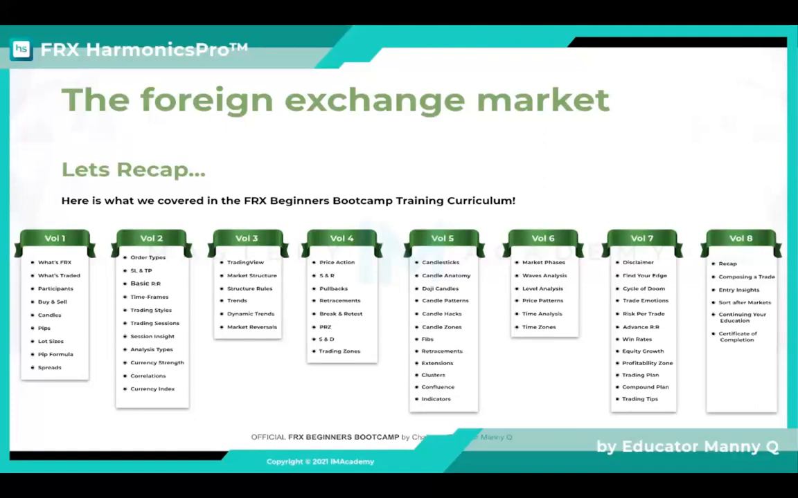Volume 3, we began to introduce TradingView, which is your trading platform. And depending on the point in time that you are here watching this current Forex bootcamp, we might already have our brand new in-house iTrade software available, or you may still be using TradingView. But they'll have a lot of similarities in terms of usage.